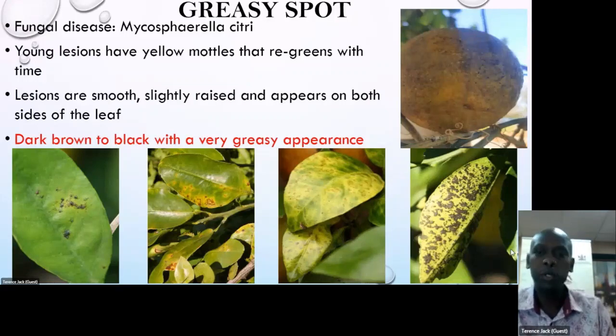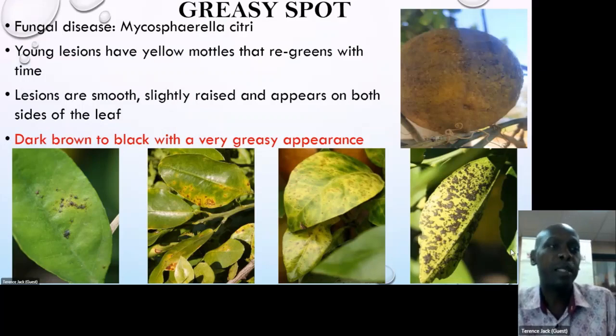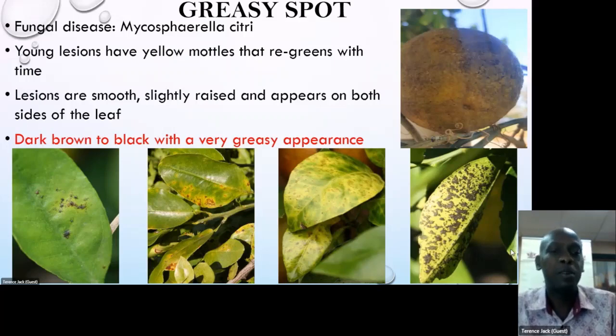Another disease that may resemble citrus canker is citrus greasy spot. This again is another fungal disease. It may have a similar appearance to citrus canker in the younger stages, but as you can see in the pictures presented, these lesions eventually go from dark brown to black. And this is one of the symptomologies of greasy spot that will definitely distinguish it from Asian citrus canker.